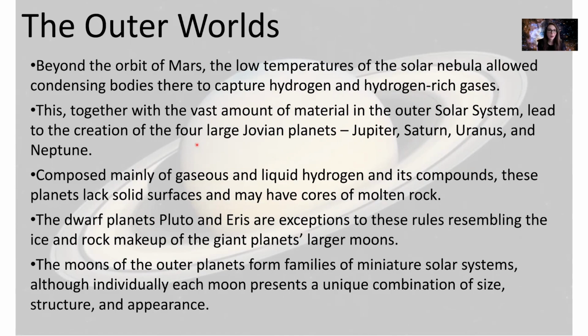These planets are composed mainly of gas and liquid hydrogen. These planets don't really have a solid surface to speak of. The dwarf planets, Pluto and Eris, out past Neptune, are exceptions to these rules and resemble the ice and rock makeup of the giant planets' larger moons. The moons of our outer planets form families of little miniature solar systems, although individually each moon represents a unique combination of size, structure, and appearance.